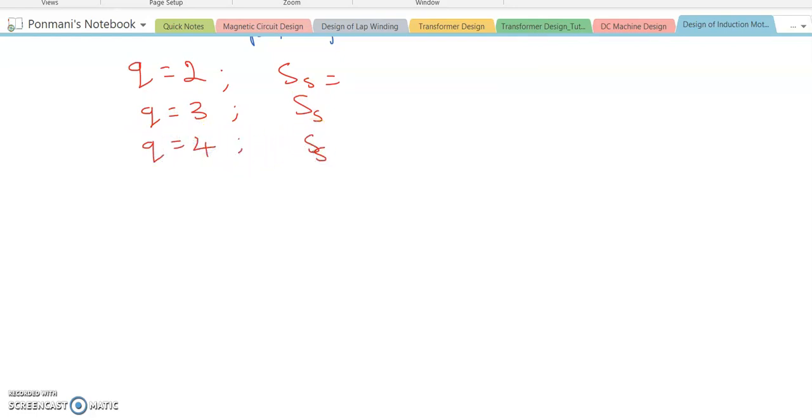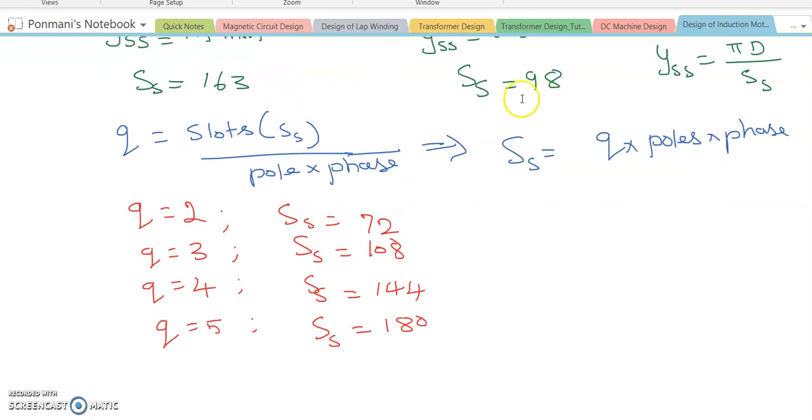So for these three, and for q = 5 also we'll be calculating the total number of slots. So for this it is 72, and for this it is 108, and for this it is 144, and for this it is 180. From the above discussion, the range is 98 to 163.